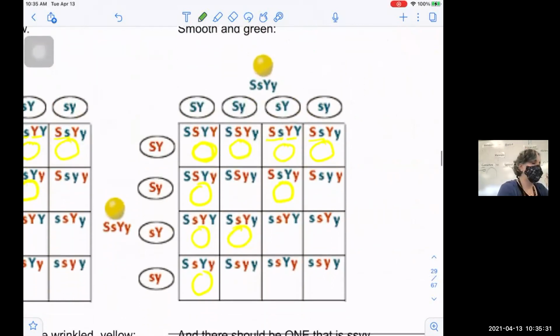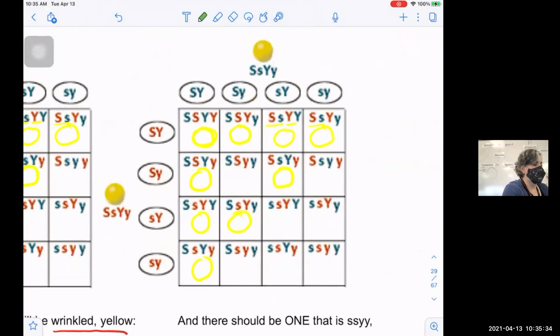So we're looking for a big S, little y. So here's one, big S, 2 little y's. Here's the second one. Those 2 are both smooth. So here's one, big S, little y's. So here is our third, smooth and green. All the rest of these have little s, so they're going to be wrinkled. So if we count them up, we have 1, 2, 3 that are smooth. They're dominant for smooth, but they're recessive for green.